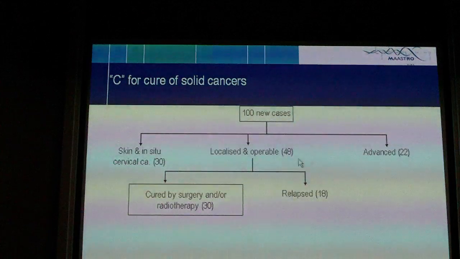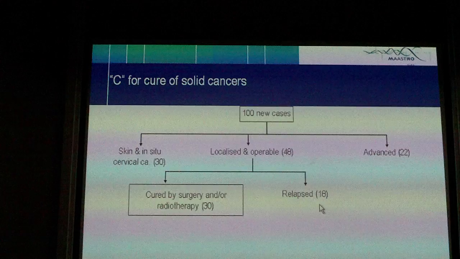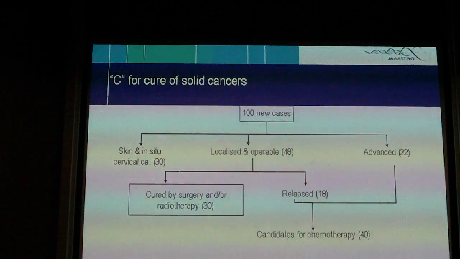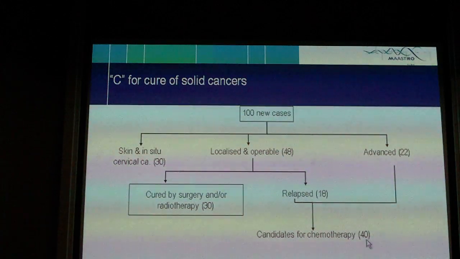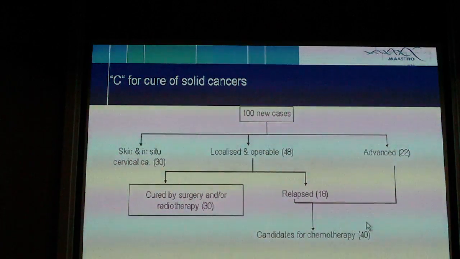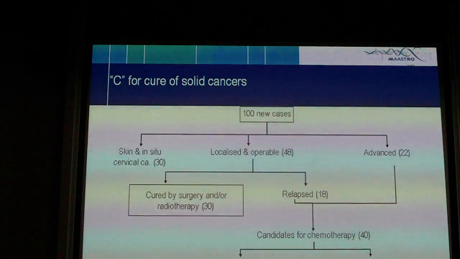If we look in more detail at these localized and operable cancers, 30 of them can be cured by surgery alone or combined with radiotherapy. 18 of them cannot be cured, so they show a relapse, so cancer comes back after treatment. If you combine these 18 relapsed with the 22 advanced, you have 40 patients who are candidates for chemotherapy. Looking at the success rate for chemotherapy, 5 of these 40 are potentially curable, while 35 are not curable.